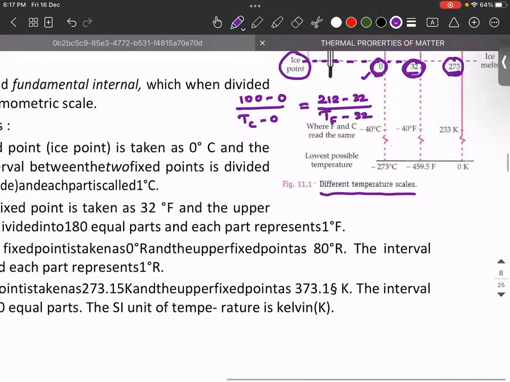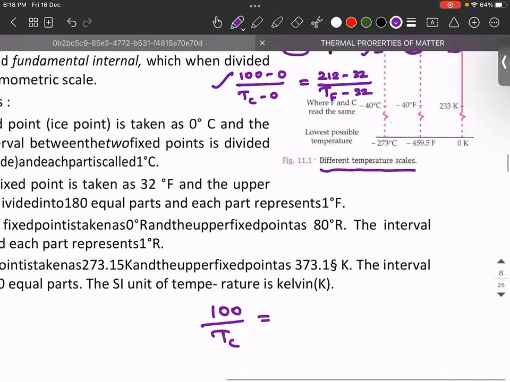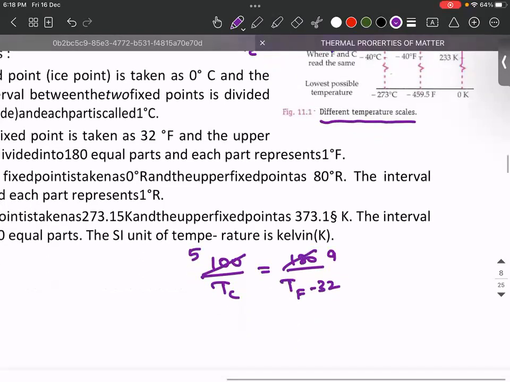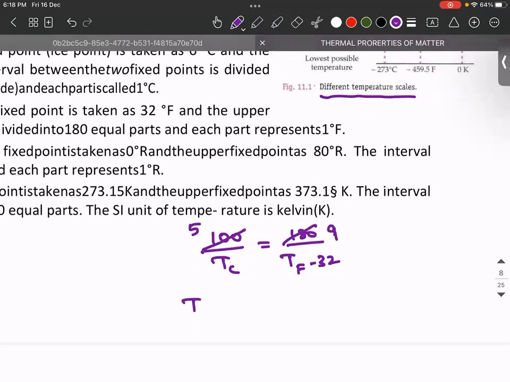So when I take this value and calculate, I'll get 100 divided by Tc is equal to 212 minus 32 is going to give me 180 divided by Tf minus 32. So basically it is like I'm writing the slope of that line. Okay. So here it is going to be 5 times and here it is going to be 9 times. When I divide it with 20, then Tc divided by 5, if I take the reciprocal of it, will be equal to Tf minus 32 divided by 9. What is the meaning of this?